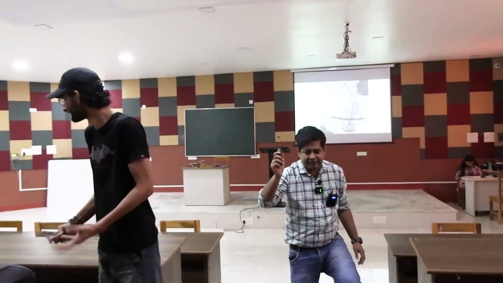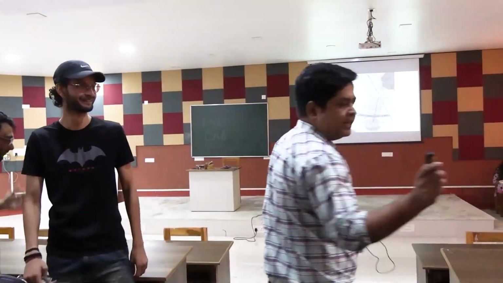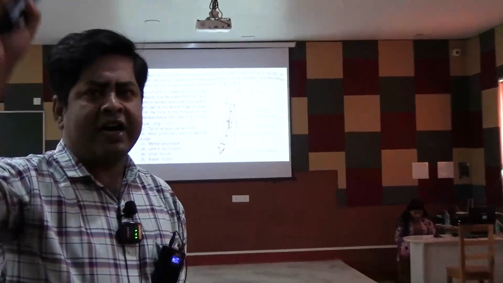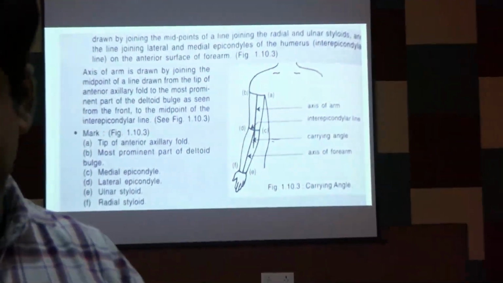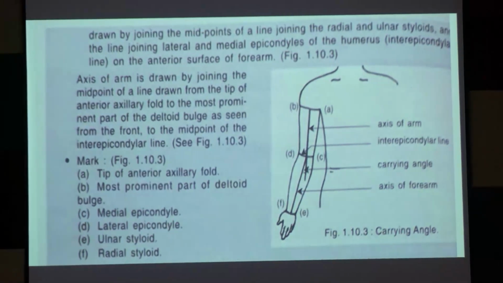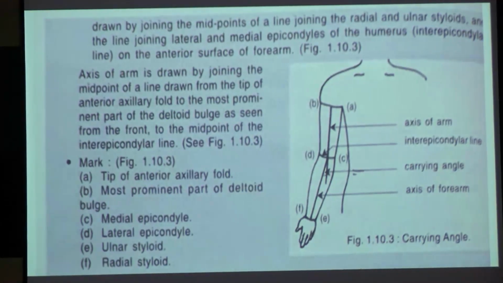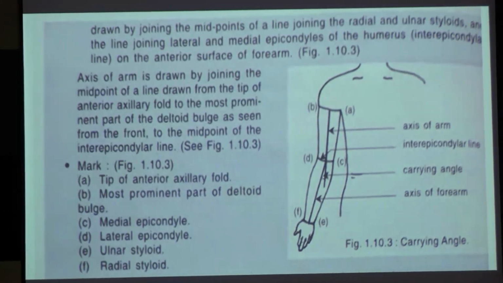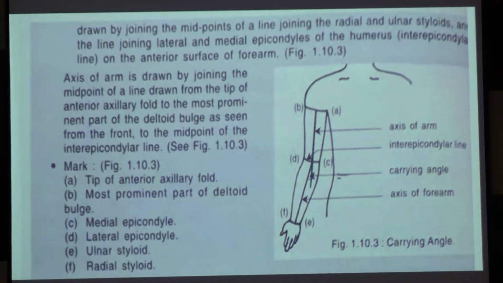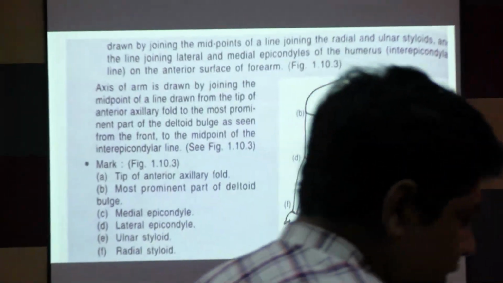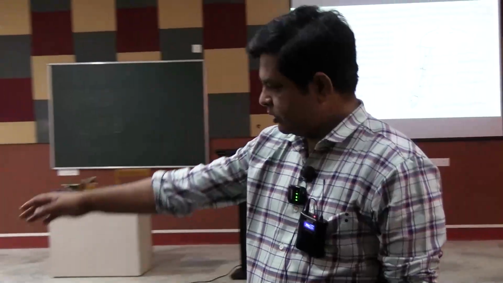Let me explain the theoretical knowledge about the carrying angle, how to draw. This is the drawing point. You have to mark 6 points. Listen quietly. Tip of the anterior axillary fold, most prominent part of the deltoid bulge, medial epicondyle, lateral epicondyle, ulnar styloid, radial styloid, and then Macken angles. Okay, I will explain.